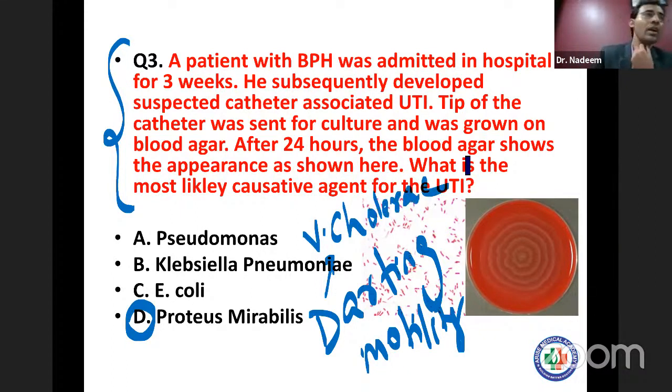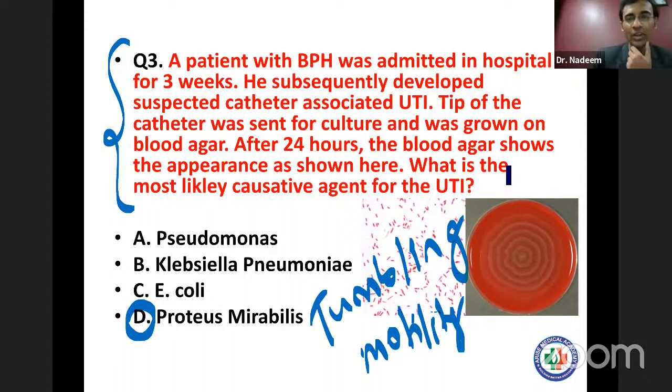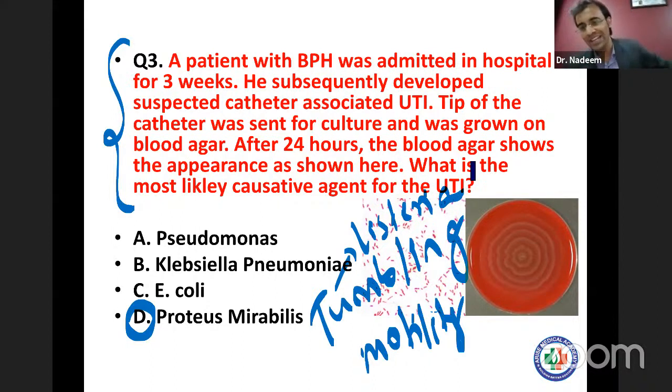Okay, fine. And darting is also shown by Campylobacter also, right? Campylobacter also. Okay, chalo, theek hai. And a very frequently asked question about that: where do you see the tumbling motility? Tumbling motility. It is shown by Listeria. Okay, fine. This is shown by Listeria.